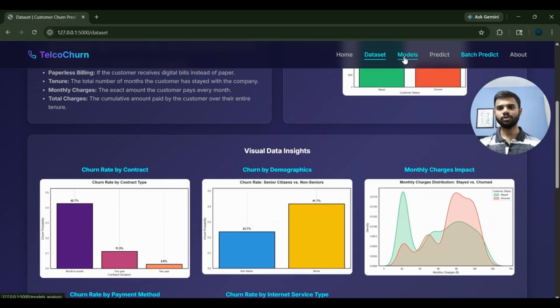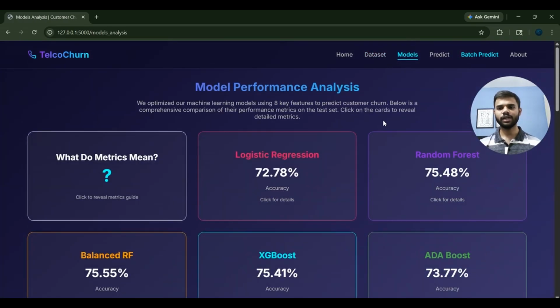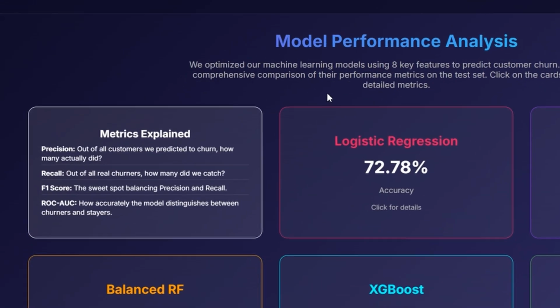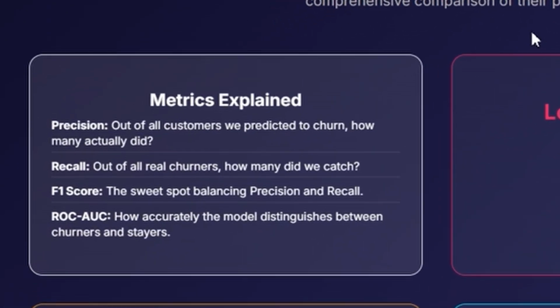Now let's explore the models page. And as you can see here, I have added a beautiful card visual, using which I will try to explain what each metric means to us. So let's click on this first metric, and I have tried to explain the meaning of each metric. First one is precision, which simply answers the question, out of all the customers predicted to churn, how many actually did? In this situation, the logistic regression fails a lot.